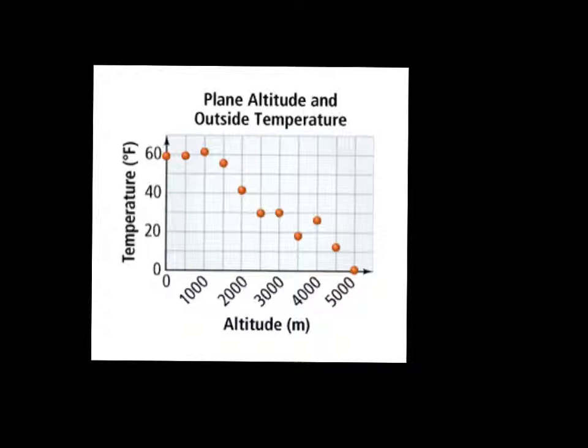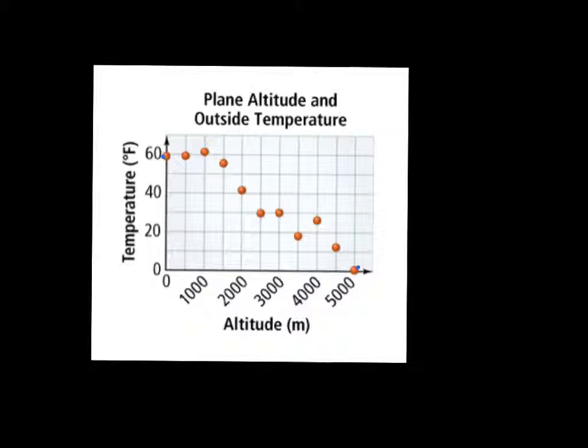All right, so this one we have a graph. It's the plane, altitude, and outside temperatures. The first thing you have to do is draw a line. How we're going to draw this line is pretty much from the first point to the last point. So the first point being this one here. I'll make my pen a little thicker. The first point being this one, and the last one this one.